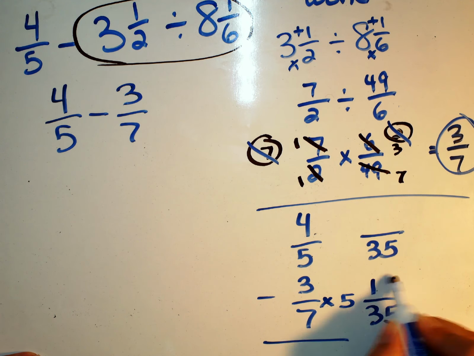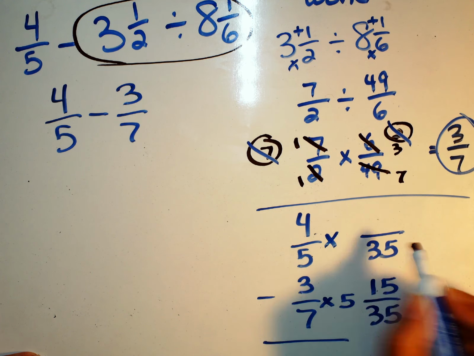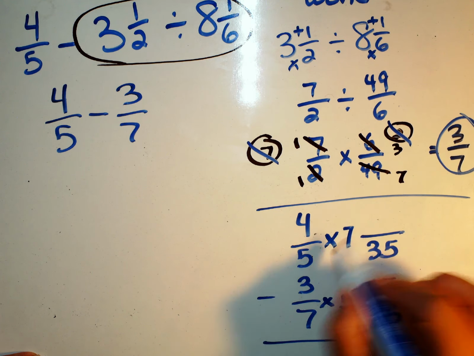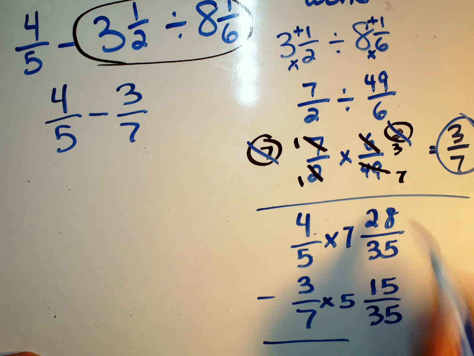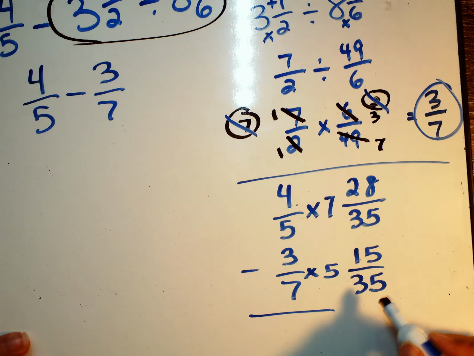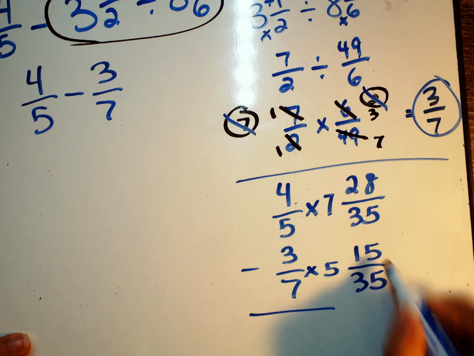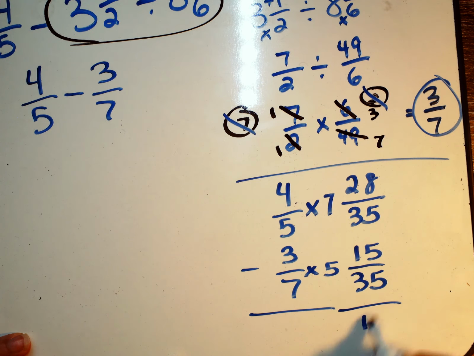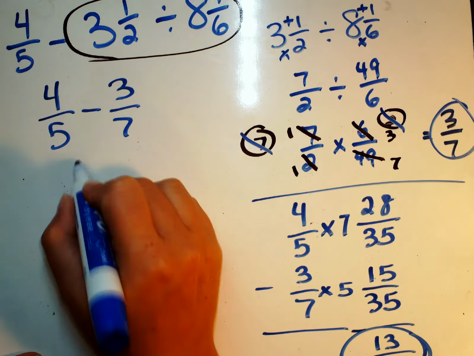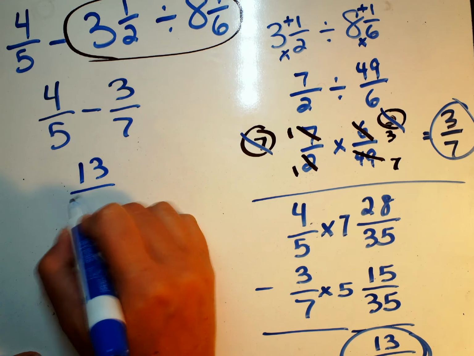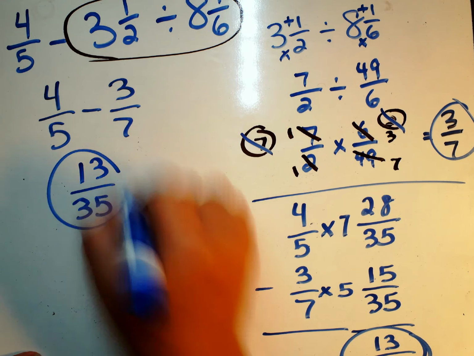So 3 times 5 is 15. 5 times 7 is 35. 4 times 7 is 28. And now we're going to subtract. So 28 minus 15 is 13. And then you're going to bring down your 35. So now that is your final answer, 13 over 35.